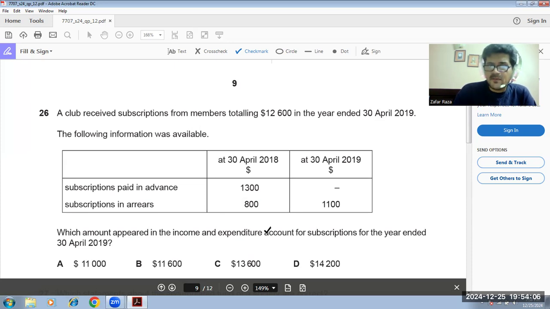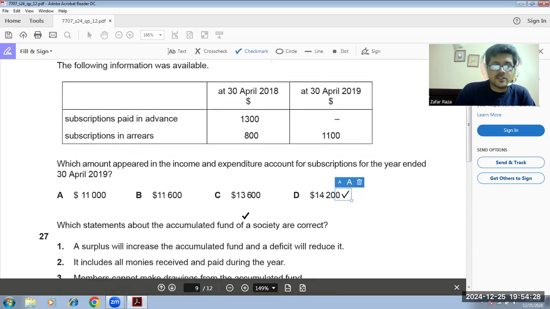12,600 received subscription plus prepaid subscription at the start of the year, 1,300, plus accrued subscription at the end of the year, 1,100, minus accrued subscription at the start of the year. So 14,200, D option should be the answer. Okay. This is how we have to solve this question.